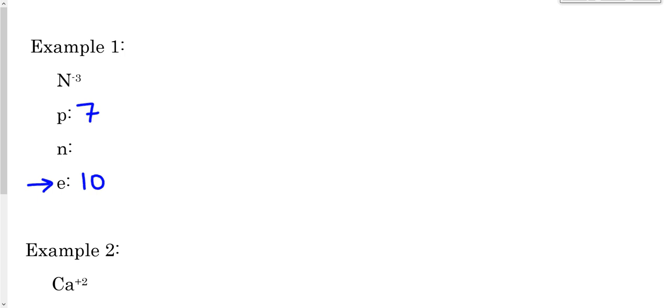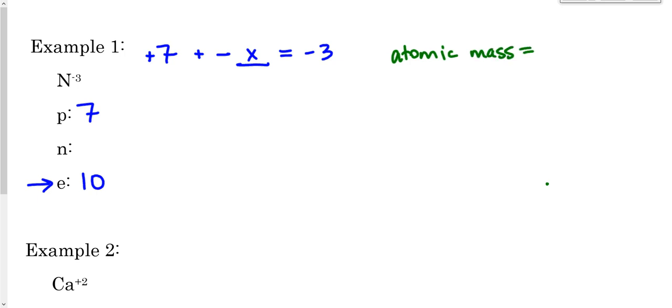You could set it up like a math problem. You could set it up as 7 positives, there's your protons, plus how many negatives, right? Here's my x, we could say, equals -3. Okay, so that x would have to be 10. So that's another way to do it. Now, when it comes to our neutrons, we have to know our atomic mass. So atomic mass for nitrogen is 14.01.